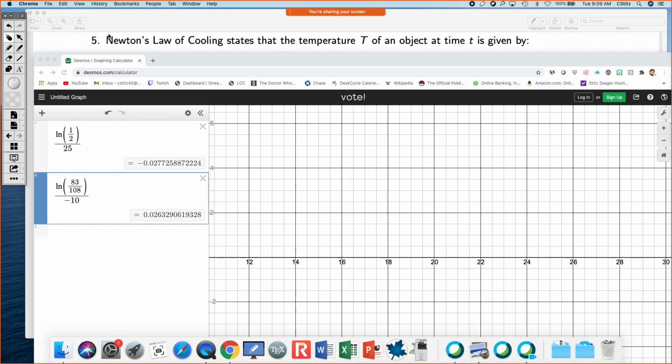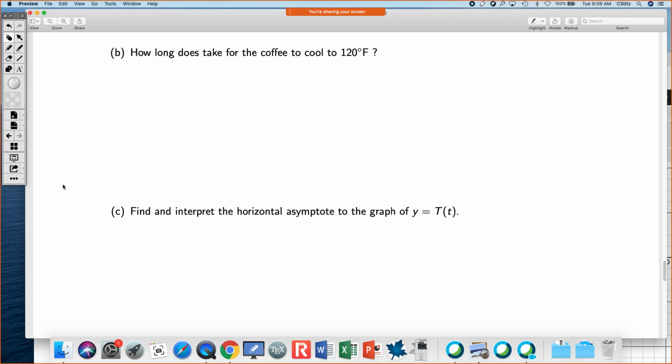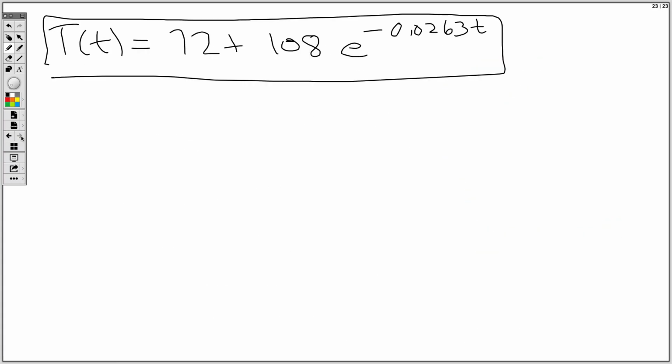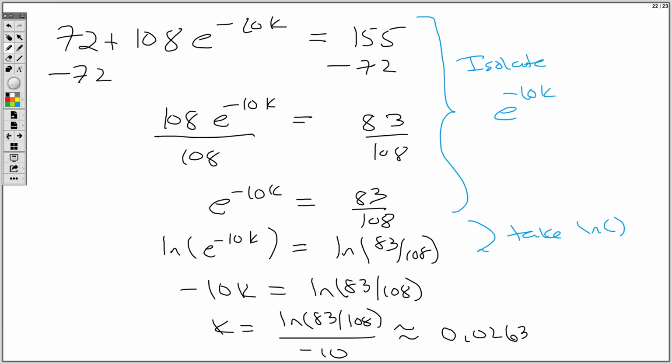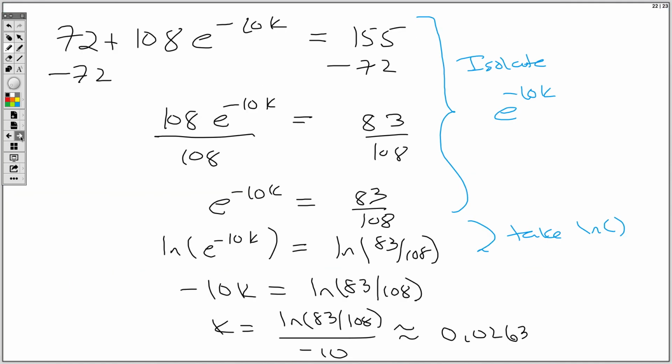So what does it ask us to do? How long does it take for the coffee to cool to 120 degrees? Find and interpret the horizontal asymptote. Okay, so here we go. We're asked to find how long it takes to cool to 120 degrees. Now, based on the information they gave us, if it takes 10 minutes to get to 155 degrees, it should take us longer than 10 minutes to get to 120 degrees. So let's figure that out here.